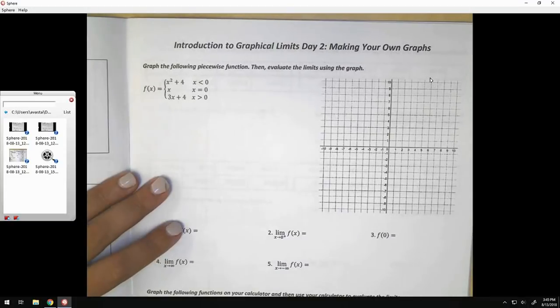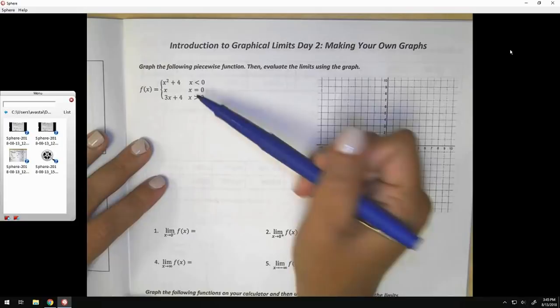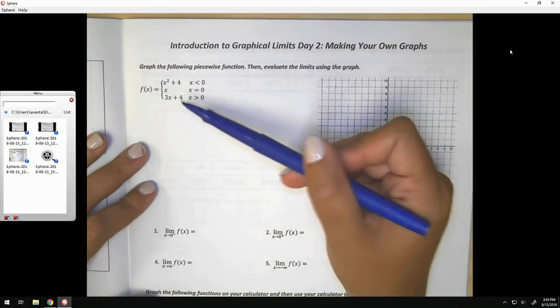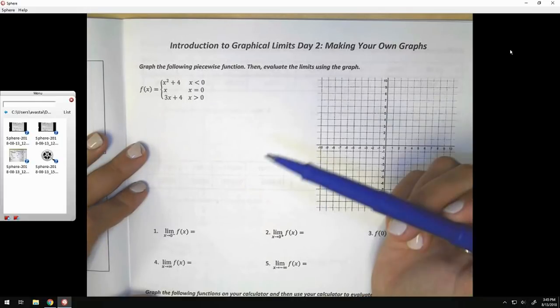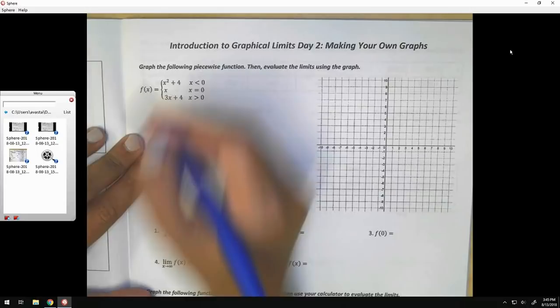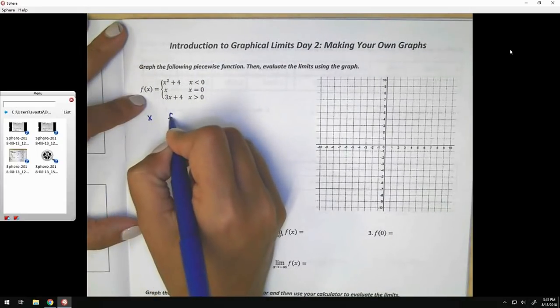So one of the things we talked about over the summer in the summer videos is that we could actually graph this function in two different ways. We could do it by making tables, or we could do it by knowing what the shapes of these graphs would be. So if we were to make a table, the first table I would have x and f of x.